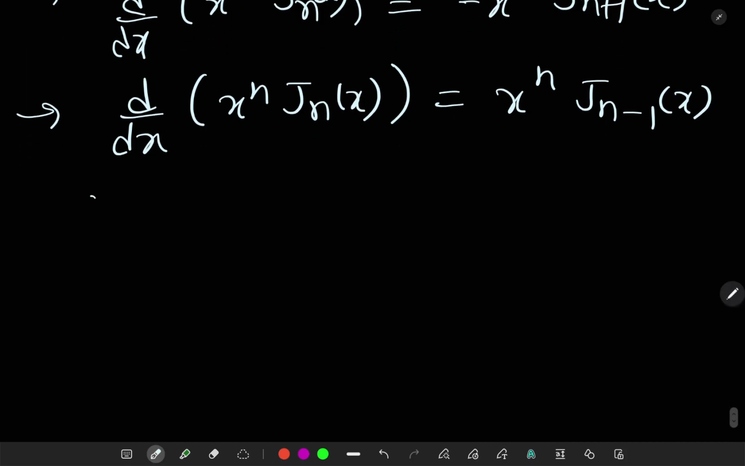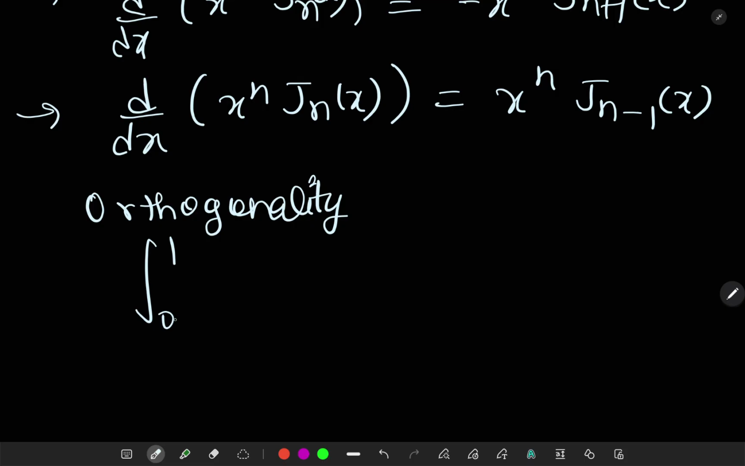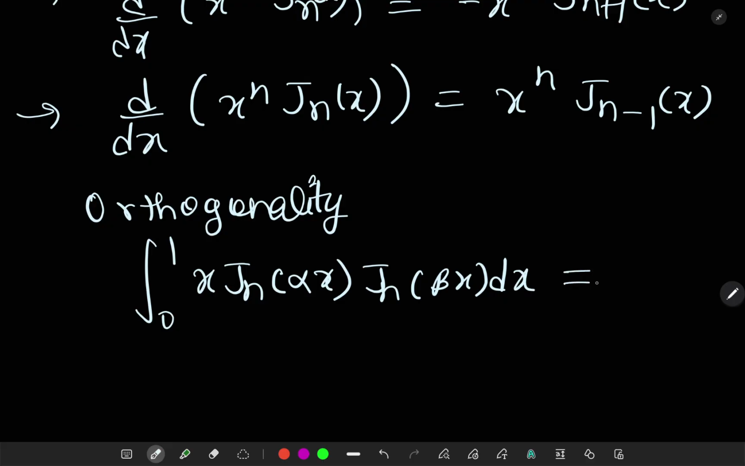Now an important property, orthogonality of Bessel function. Integral from 0 to 1 of x Jn(alpha x) Jn(beta x) dx equals 0. Here alpha and beta are the roots of Jn(x).